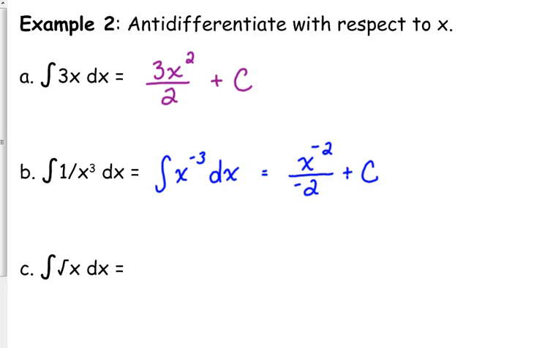Now, we don't leave it like that. Negative 1 over x squared? No, you got to get the 2 in there. So we want to rewrite that: move the negative to the numerator, the 2 stays, and the x to the negative 2 moves down, so that's x to the positive 2. So that's how that would be written.